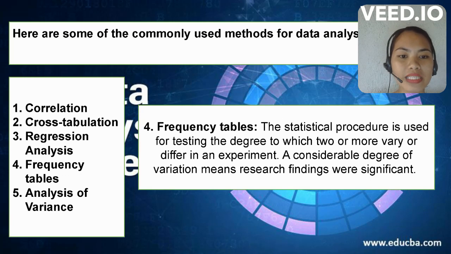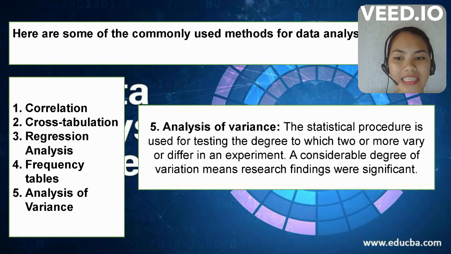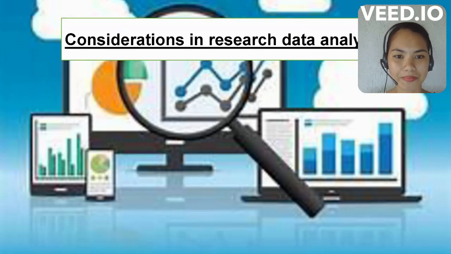Fourth, frequency tables. The statistical procedure is used for testing the degree to which two or more vary or differ in an experiment. A considerable degree of variation means research findings were significant. Lastly, we have analysis of variance. The statistical procedure is used for testing the degree to which two or more vary or differ in an experiment. A considerable degree of variation means research findings were significant.